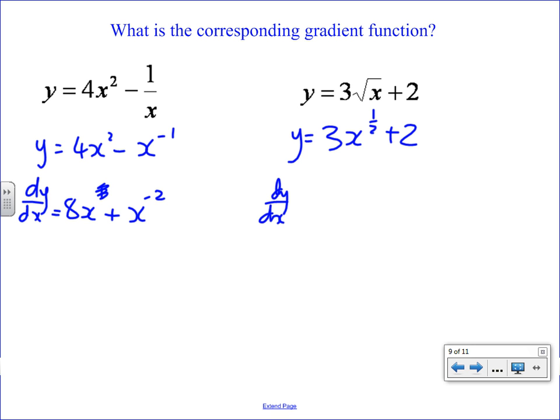Dy by dx is 3 times a half, 3 halves, take 1 off the power. And then here 2x to the 0, but 0 times the 2, so don't need to bother. Last 2.